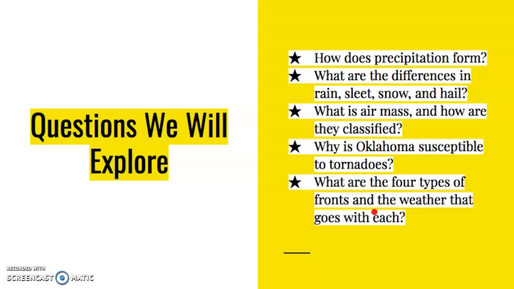What is an air mass, and how are the different air masses classified? Why does Oklahoma get so many tornadoes? And what are the 4 types of fronts and the weather that goes with each?